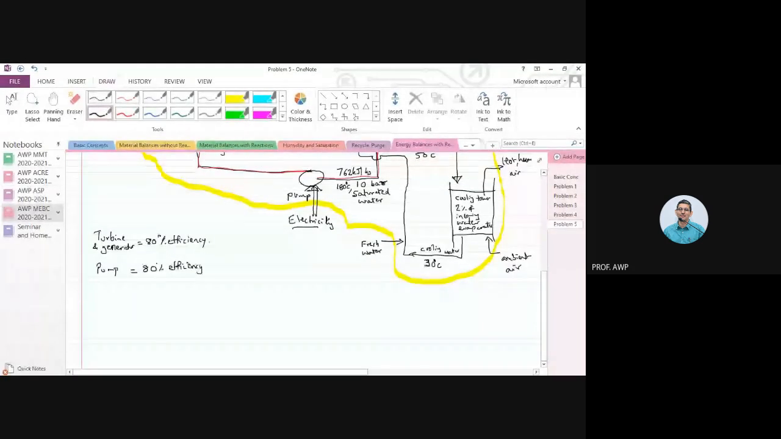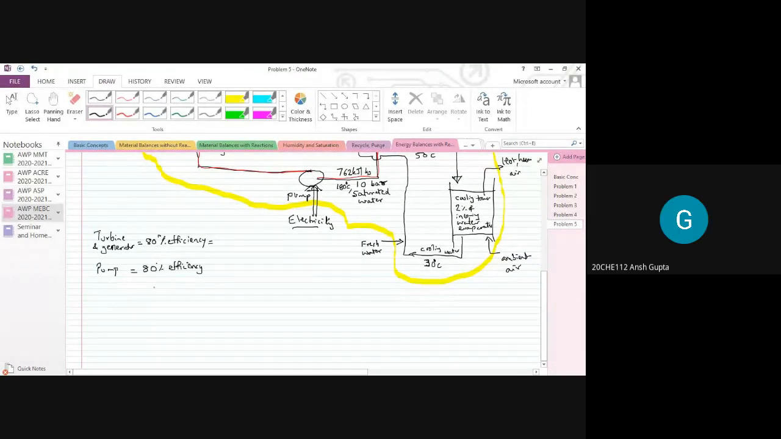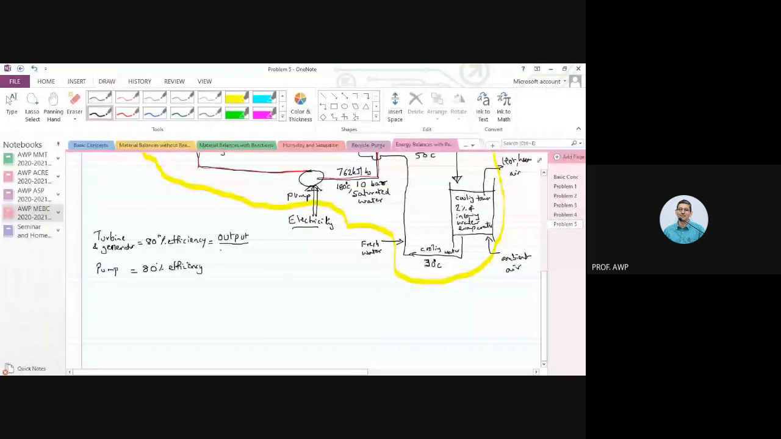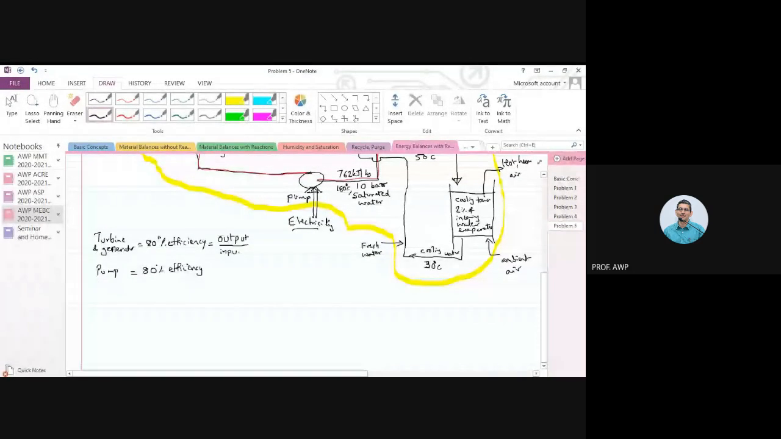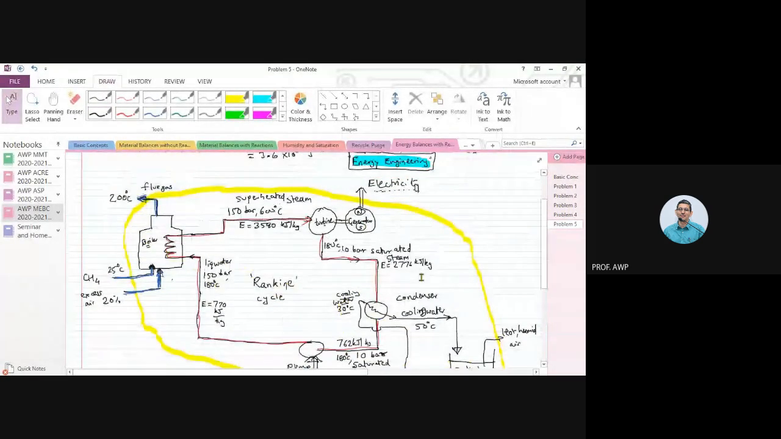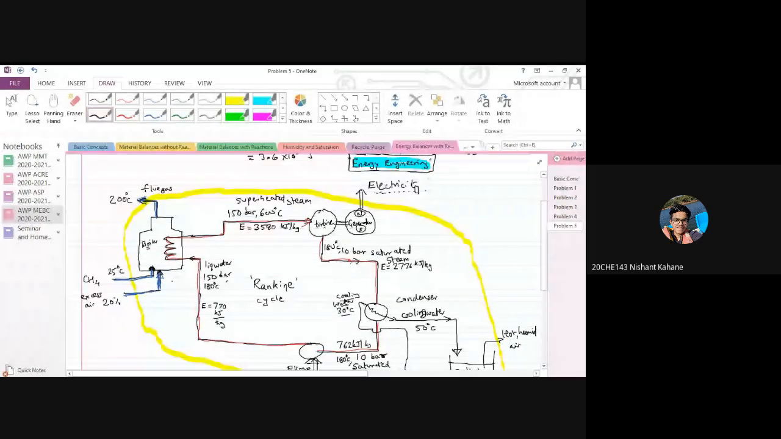What does efficiency mean? Whatever is given as input, how much of it is converted? Right, whatever is the output from that equipment divided by whatever is the input to that equipment, times 100, that's our efficiency. Now if you think about the turbine and generator, what is the output? Electricity. This is the output from the turbine and generator put together.